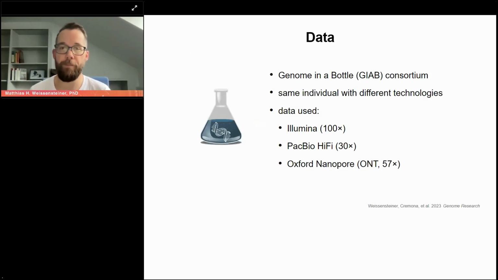And for this, we used publicly available data. So we used the Genome in a Bottle consortium's data of the HG002 individual. And the big advantage of this data set is that the very same individual has been sequenced by multiple different technologies. And again, here we used Illumina, PacBio HiFi. So the HiFi mode is a sequencing approach where the consensus of these multiple rounds of subreads is taken, making them very accurate. And the third technology is the Oxford Nanopore.